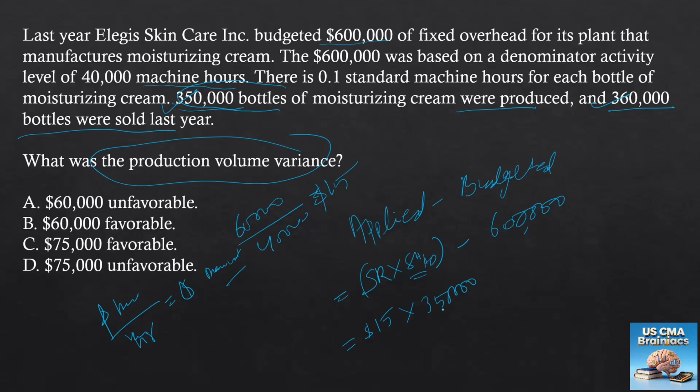But we do not use the units directly, because it's the standard hours. For the 35,000 bottles, there is a standard of 0.01 machine hour for each bottle. So how much time is taken to complete the 35,000 bottles? 15 into 35,000 hours, right? Minus 600,000. Clear? So 15 into 35,000, how much? Tell me. 525,000.